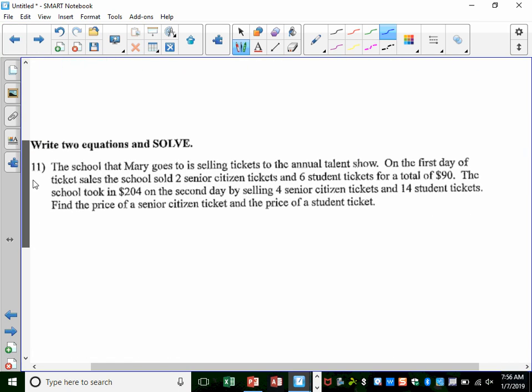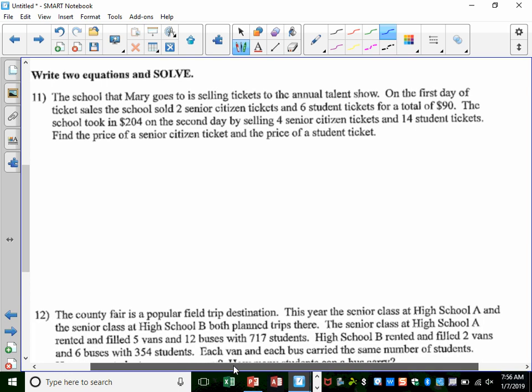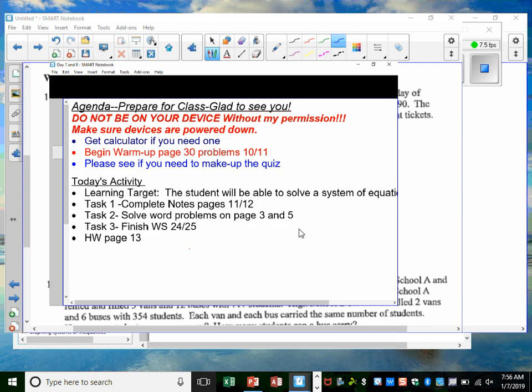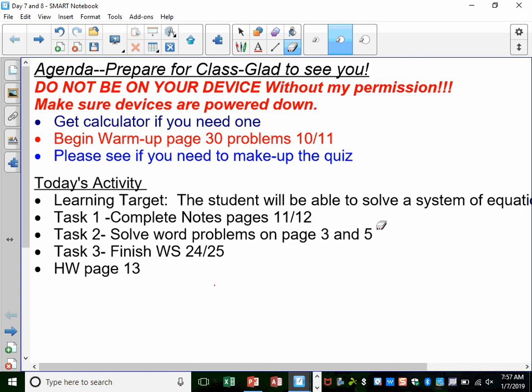Let's look at the word problems. This is what I really want to take a look at with you, because now we're going to actually solve these word problems. We've only been setting them up, but now we're going to write the two equations and we're going to solve them. And then after we do these two, we're going to go back to pages, what did I have on the agenda today? We're going to go back to pages 3 and 5, and they're already set up, but now we're going to actually go back and solve those word problems on pages 3 and 5. Okay?